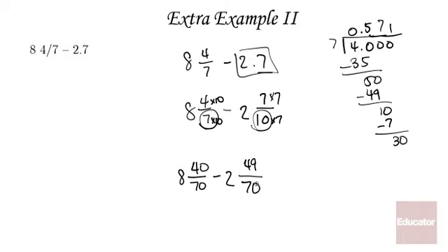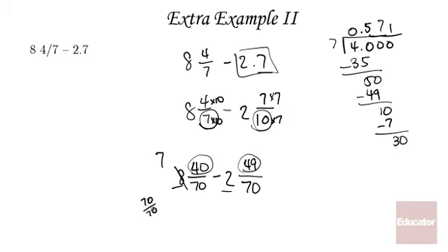All right, so usually we would just say 8 minus 2, and then 40 minus 49. But notice that 40 is not big enough to take away 49. So we're going to borrow from the whole number. I'm going to borrow 1 whole from the 8, leaving me with 7. And that 1 whole that I take out is going to be 70 over 70.